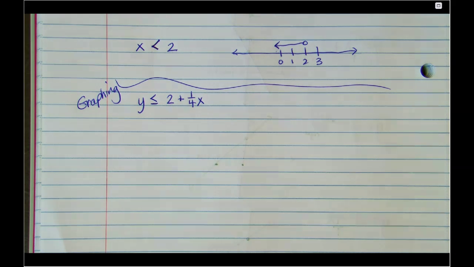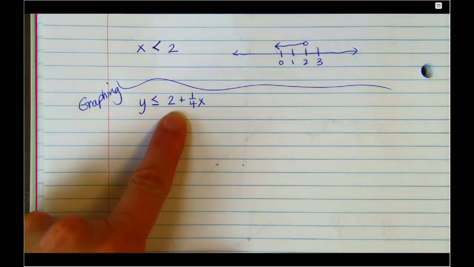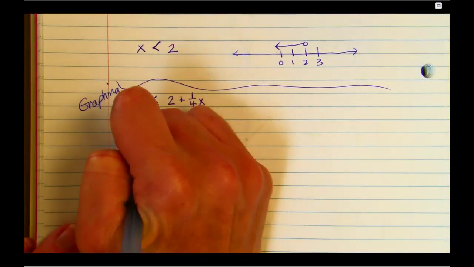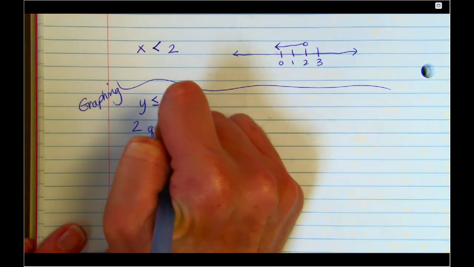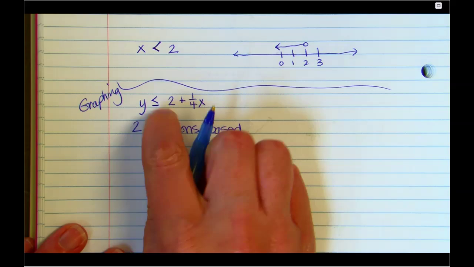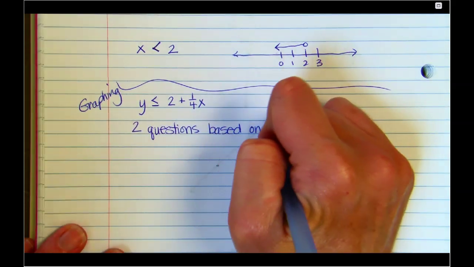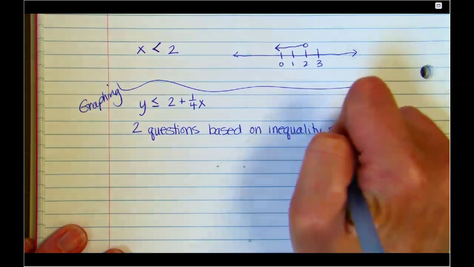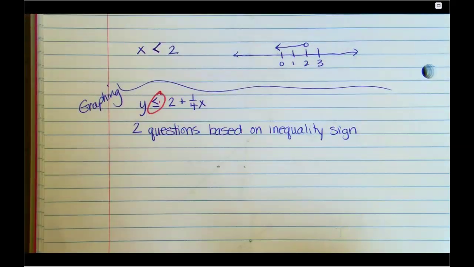Now, the nice thing is that we're combining the 2 things together. So we know that we start with the y-intercept and we do the slope. But there's a little bit of work ahead of time. So there are 2 questions that you need to ask. And they're based on the inequality sign. Okay, and when we talk about inequality sign, I'm talking about this guy.